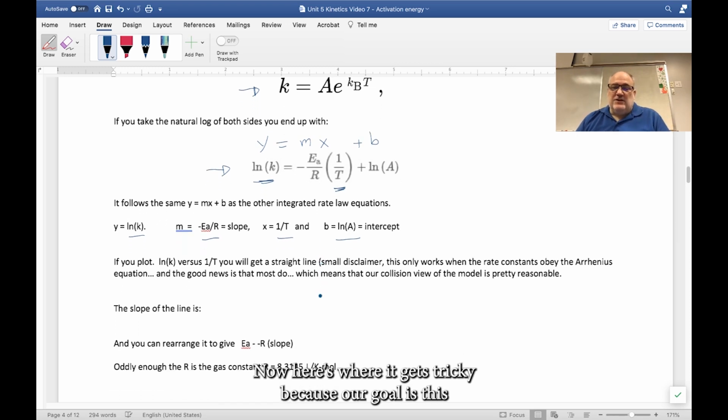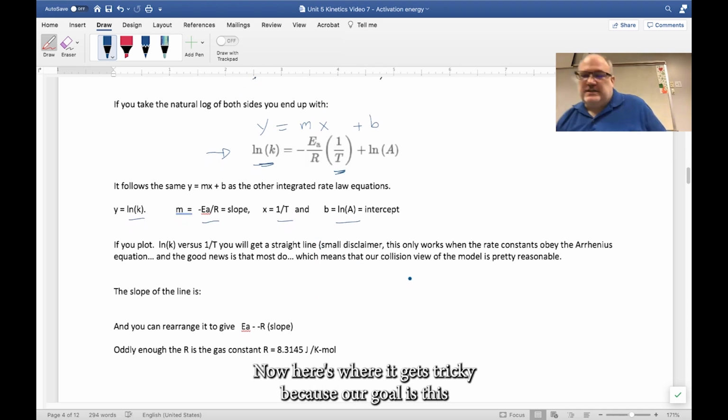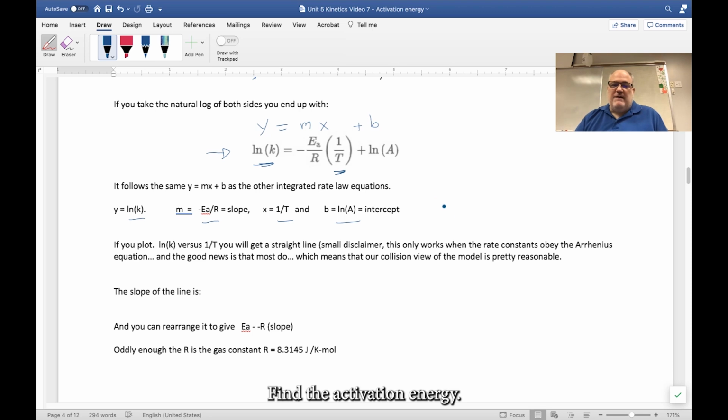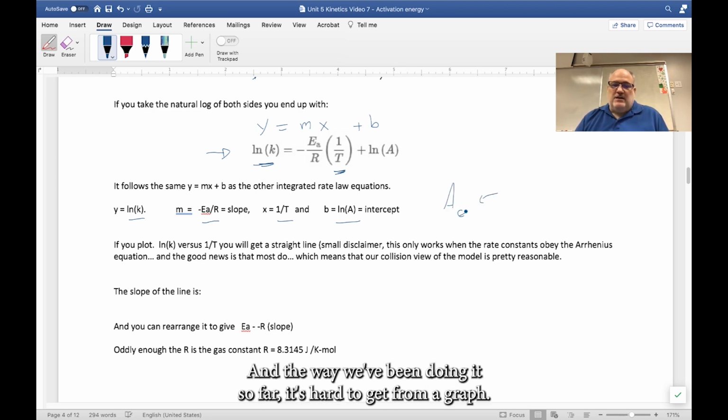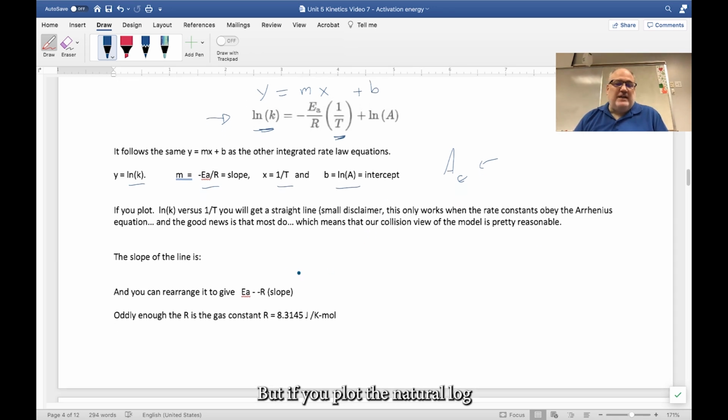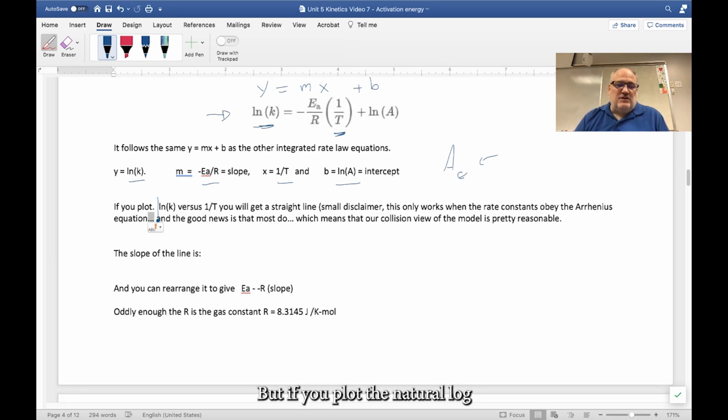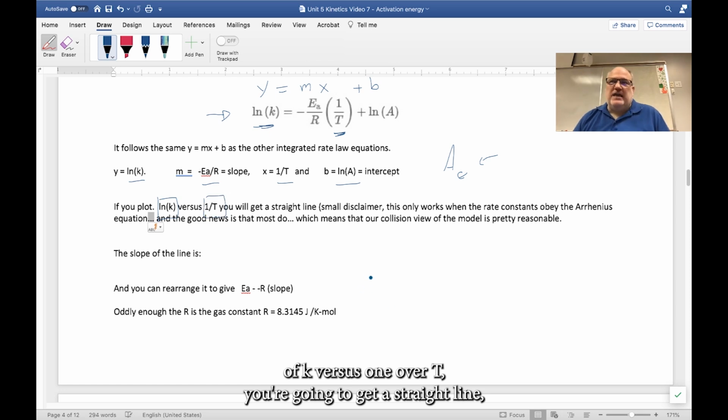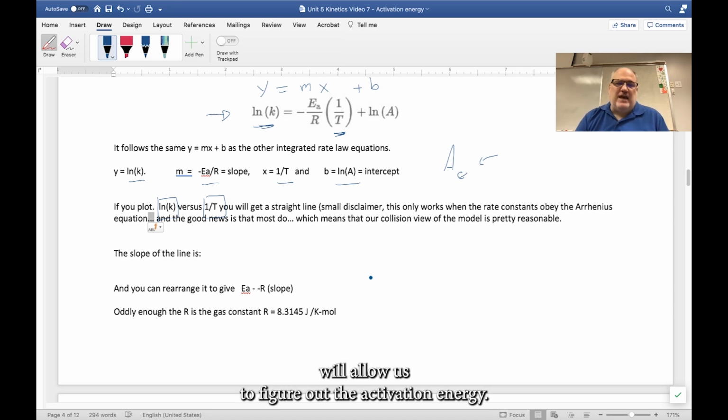Now, here's where it gets tricky, because our goal is this. They will often ask you in a problem to find the activation energy, right? The way we've been doing it so far, it's hard to get from a graph. But if you plot the natural log of k versus 1 over T, you're going to get a straight line. The slope of that straight line will allow us to figure out the activation energy. Now, the disclaimer I'm giving here is this.